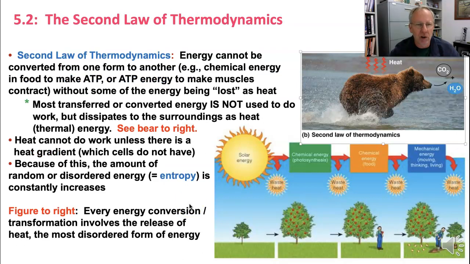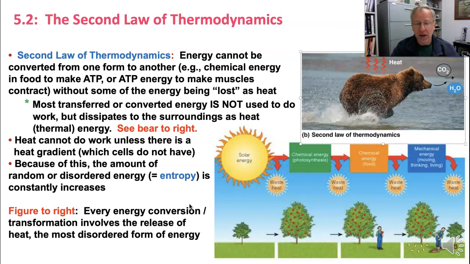Now here's the second law of thermodynamics, and it is often called the law of entropy. I'm going to tell you what entropy is. I don't have it on this slide, but entropy is a measure of how disordered the energy is in a system. By the way, heat is the most disordered form of energy because molecules are just randomly bumping around, spreading out, and that's very disordered energy.